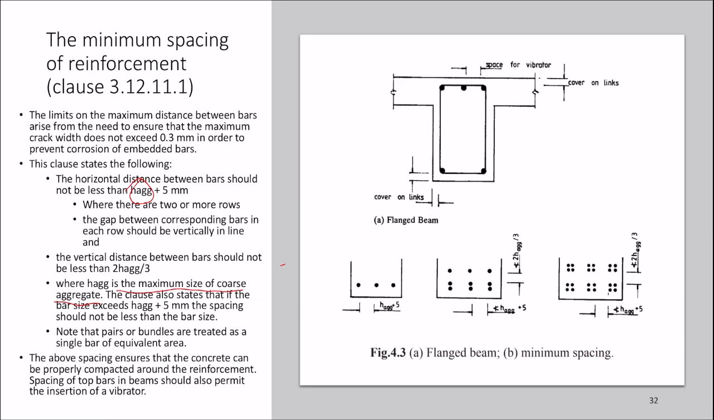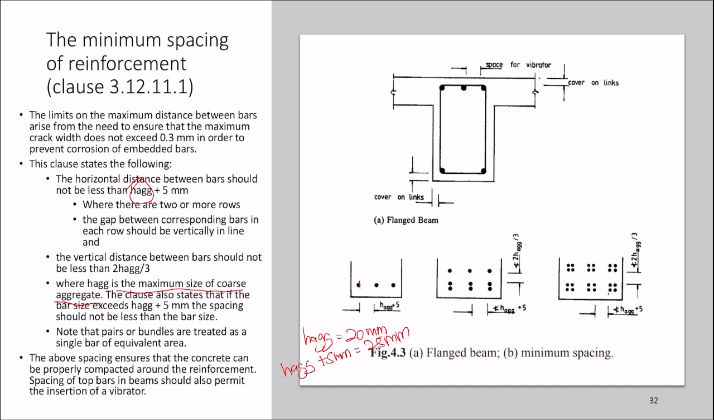So that is hagg. The clause also states that if the bar size exceeds hagg plus 5 mm, the spacing should not be less than the bar size. Note that a pair of bundles are treated as a single bar of equivalent area. If you see between the bars there is a gap, we call it spacing. This spacing must be hagg plus 5, not less than this value. For example, the maximum aggregate size is 20 mm. Right? When you calculate hagg plus 5 mm, it is 25 mm.